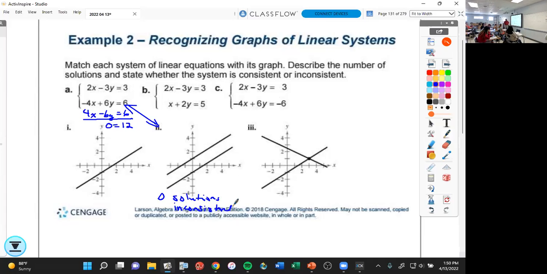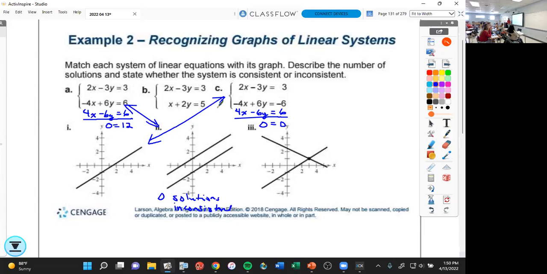Okay. Jump over to C. What happens to C? They're exactly the same. So if I took that first equation in C and multiplied it by 2, what would I get? 4x minus 6y equals 6. Combine those. You get nothing. 0 equals 0. Okay, that's a true statement. Both variables were eliminated, which means we only have one equation. Okay, so this guy is over here.